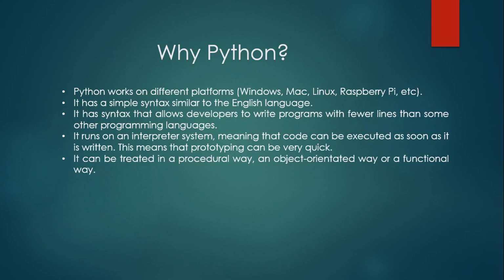Why Python? Python works on different platforms: Windows, Mac, Linux, Raspberry Pi, etc. It has a simple syntax similar to English language. It has syntax that allows developers to write programs with fewer lines than some other programming languages. It runs on an interpreter system, meaning that code can be executed as soon as it is written. This means that prototyping can be very quick. It can be treated in a procedural way, an object-oriented way, or a functional way.